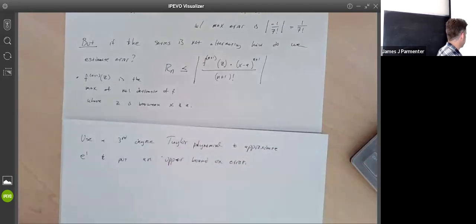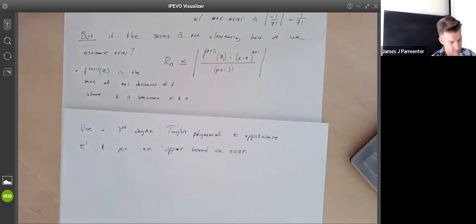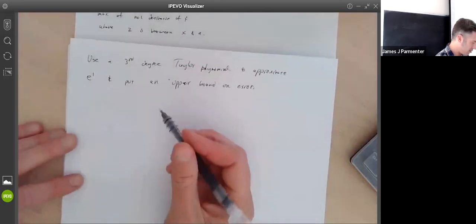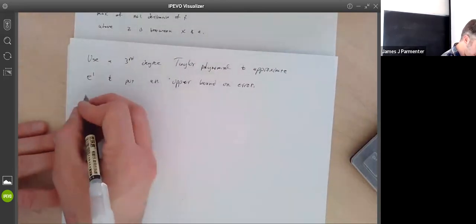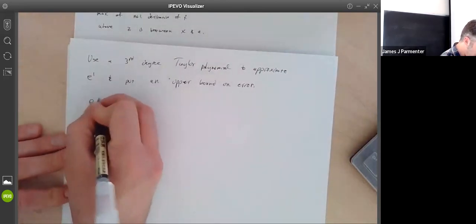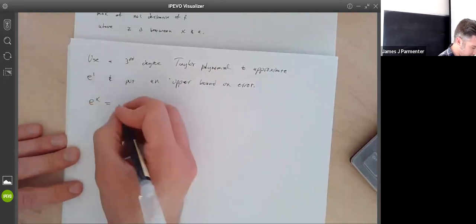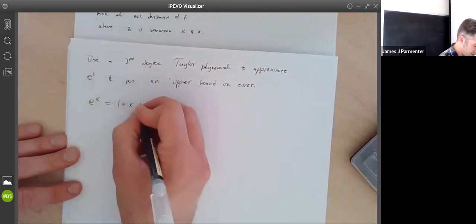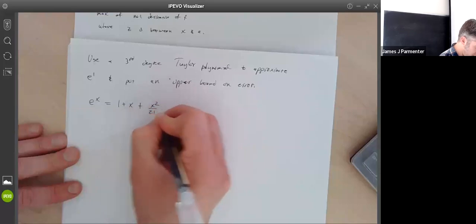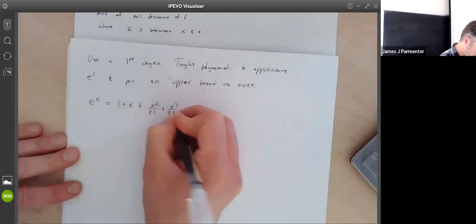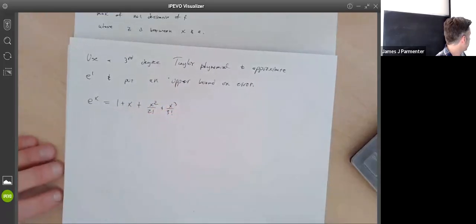It might feel kind of silly to approximate e, because we know e is 2.71828 and so on. But it's more illustrative if we use something we know. So we know the Maclaurin polynomial for e to the x. It's 1 plus x plus x squared over 2 factorial plus x cubed over 3 factorial. There's my third degree Taylor polynomial.